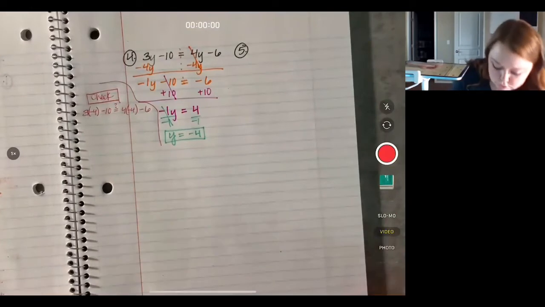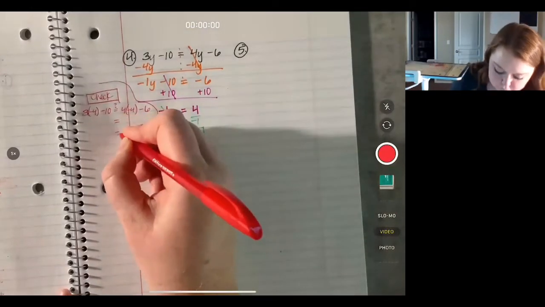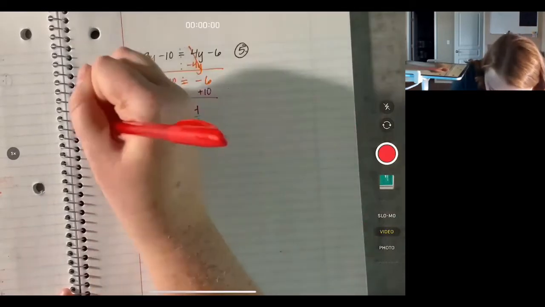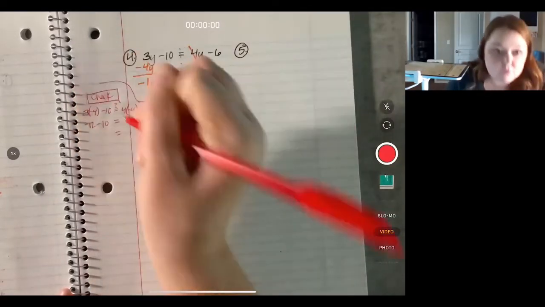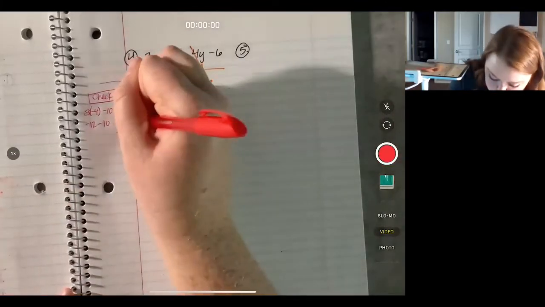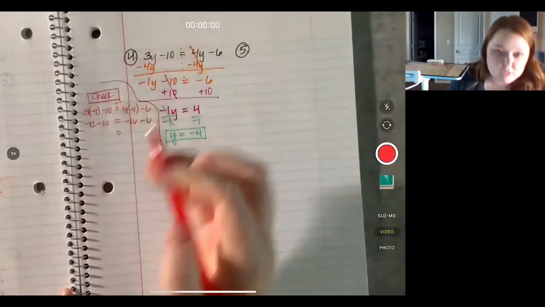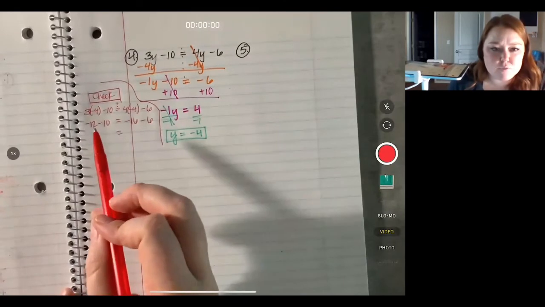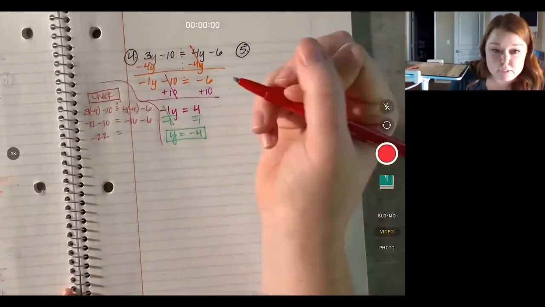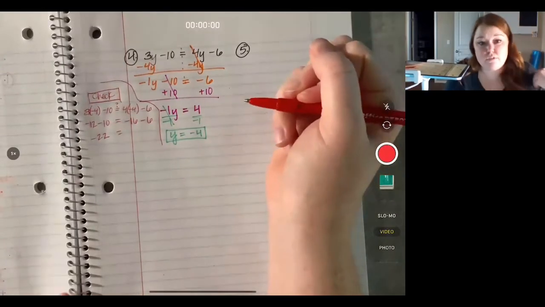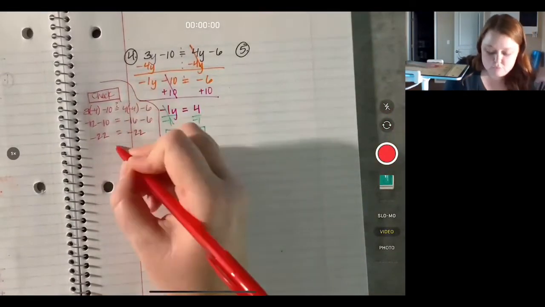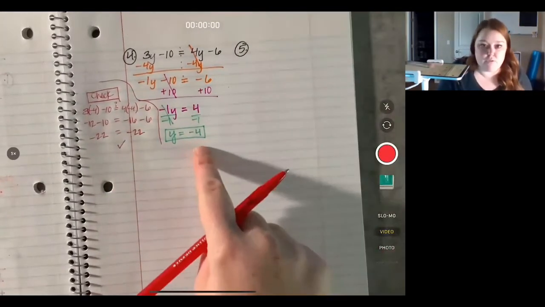Okay, so let's just simplify that left side down real quick. 3 times negative 4 is negative 12. On the right side, we have to multiply 4 times negative 4 is negative 16. Simplify that left side. Negative 12 minus 10 is negative 22. Negative 16 minus 6. 16 plus 6 is 22, so negative 22. And since it's balanced, we know our answer is right.